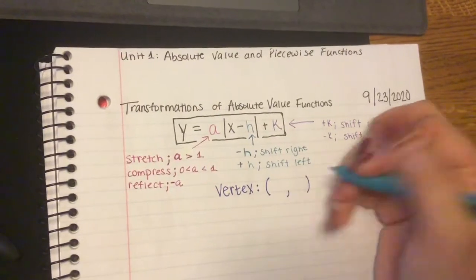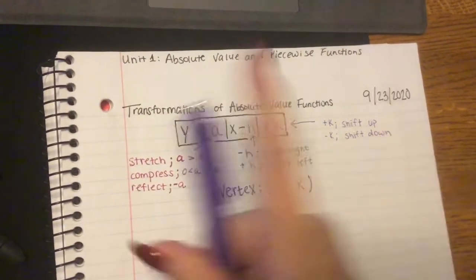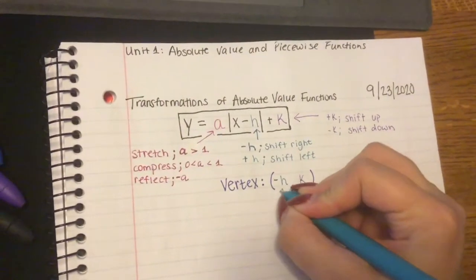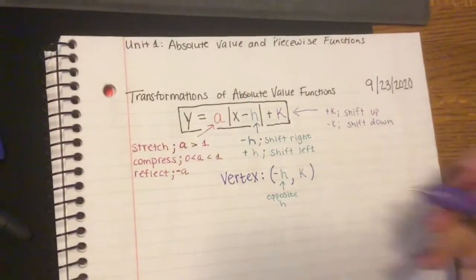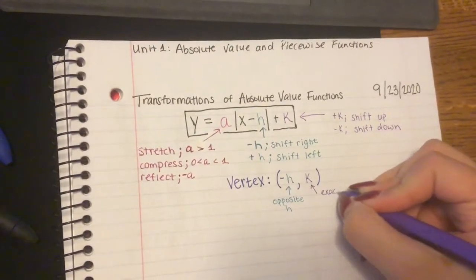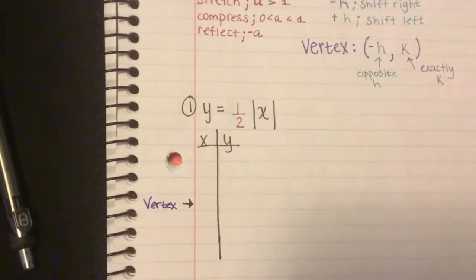When you look for the vertex, you want to think opposite h, exactly k. Remember that absolute value functions look like the letter V when you graph them. The two lines meet at a point. That point is called the vertex. Let's go ahead and take a look at this first example.